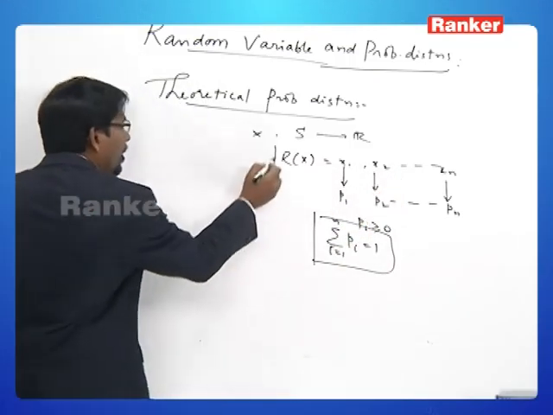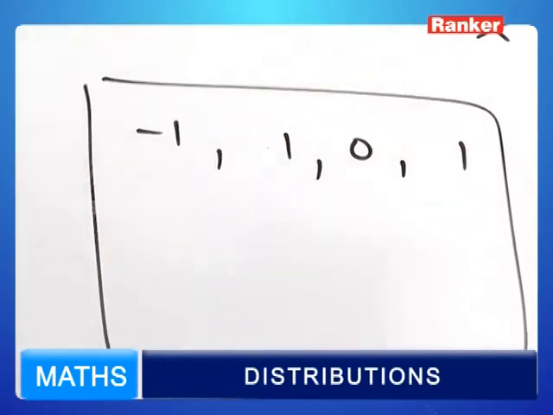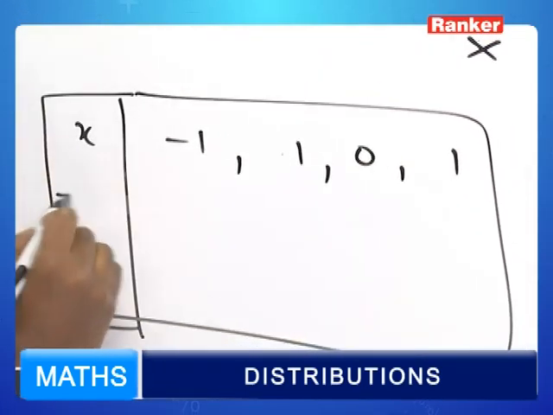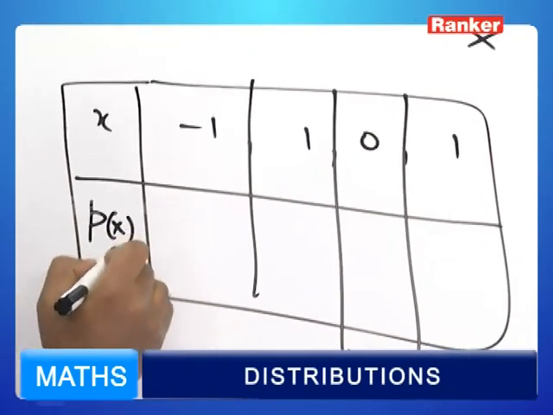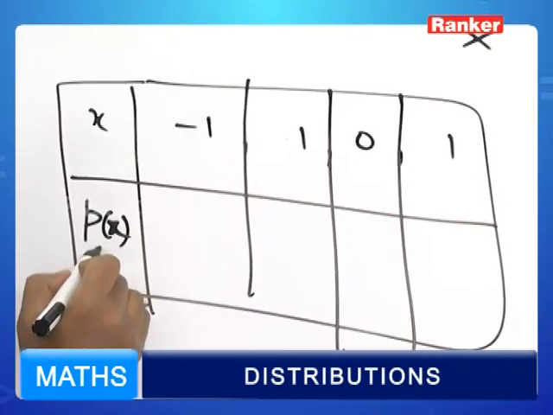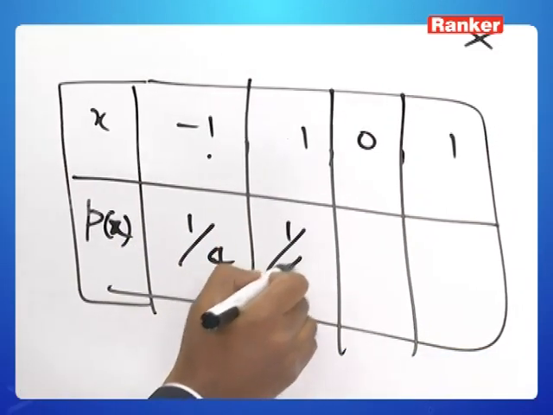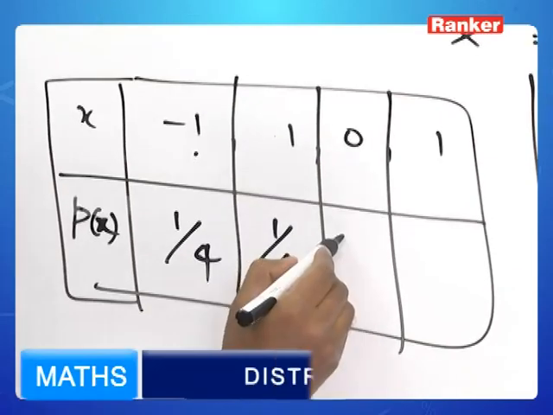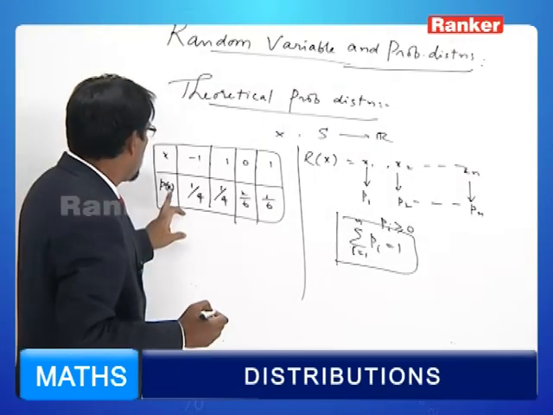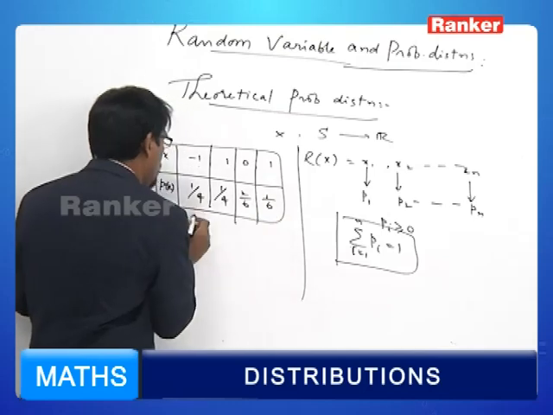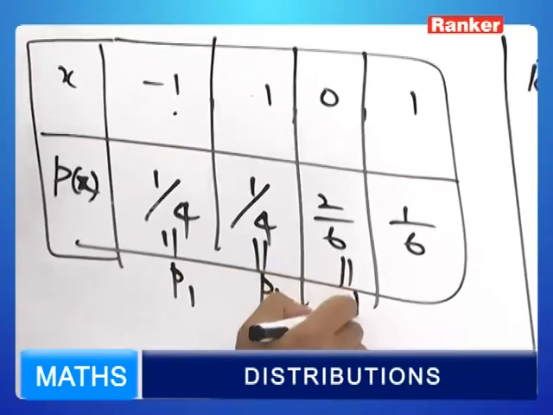For example, I have minus 1, 1, 0, 1 as the values of some random variable corresponding to some random experiment. I attach some numbers, p of x, or pi; this is x1, this is p1. I can give some numbers 1 by 4, 1 by 4, and let's say 2 by 6 and 1 by 6. See, the sum of all this is clearly 1. This is p1, p2, p3 and p4.